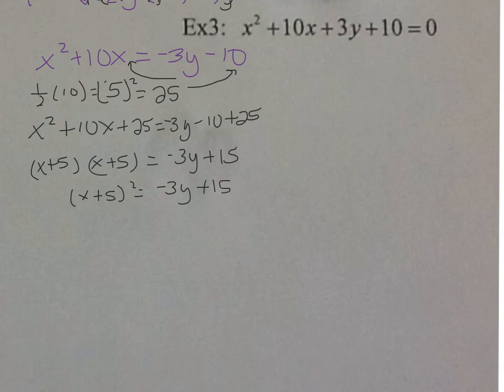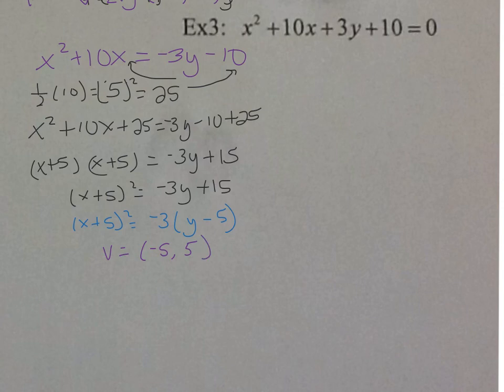Remember, now I want my y value to have a coefficient of 1. It actually has a coefficient of negative 3, so I have to factor out a negative 3. x plus 5 squared is equal to negative 3 times y minus 5. All right, so let's identify our vertex. The vertex is negative 5, comma 5.